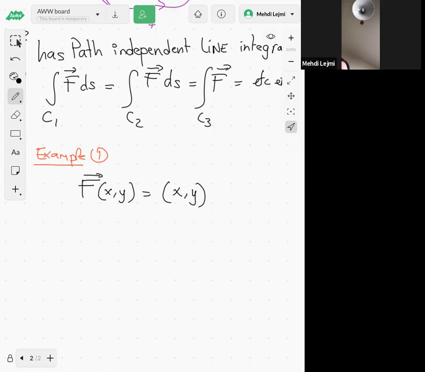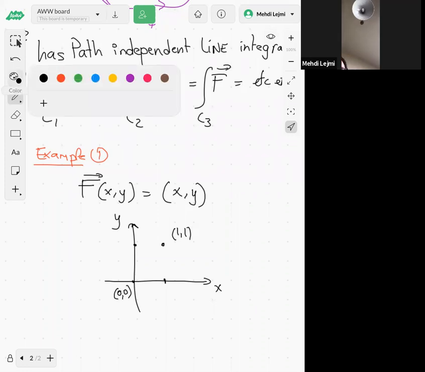But let's see. This is x, this is y. Let's say this is 0, 0 here, and here's the point 1, 1. I'm going to take two curves moving from 0, 0 to 1, 1. First, I can take, for example, the parabola. So let's say C1.